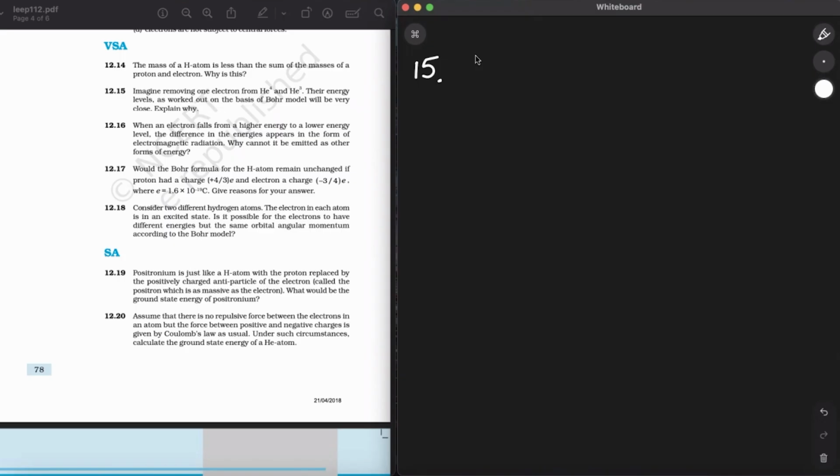On removal of one electron from both of these, both atoms will have one electron each, and the nucleus will be much heavier than the electron. So stability can remain, and these atoms are very close to hydrogen. The energy levels are as in the hydrogen atom, and these atoms will be very, very close. After removing one electron from each, they become hydrogen-like single-electron atoms.